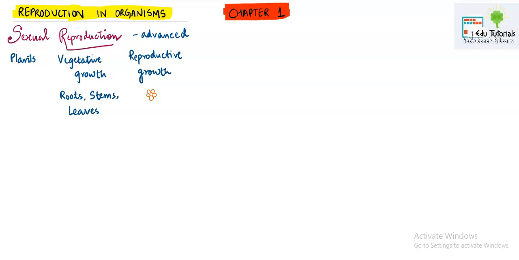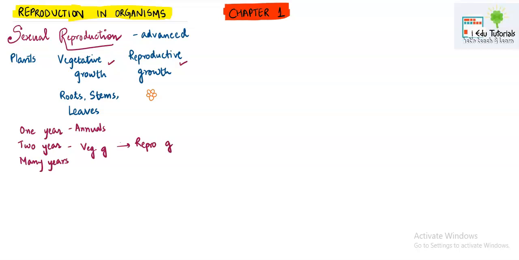Now different plants are there based upon their life. Some are annuals, some are biennials, some are perennials. Annuals are the plants which complete their life cycle in 1 year. Biennials are the plants that complete their life in 2 years. Perennials are the plants that live for many years. If annuals complete their life in 1 year, that means vegetative growth and reproductive growth happen in a year, and that's why the plant is able to complete its life cycle. Similarly, the plants which complete their life cycle in 2 years show vegetative growth in the first year and reproductive growth in the second year, and then ultimately the plant will die.